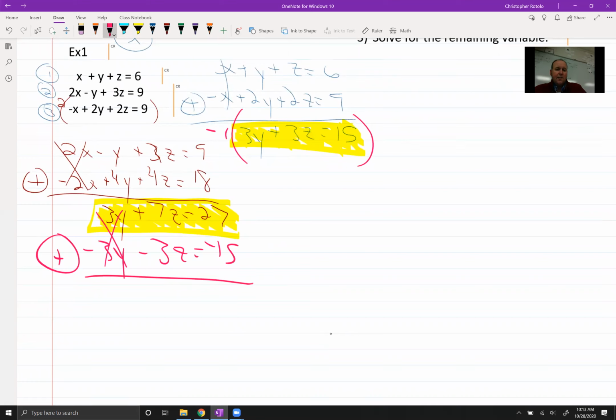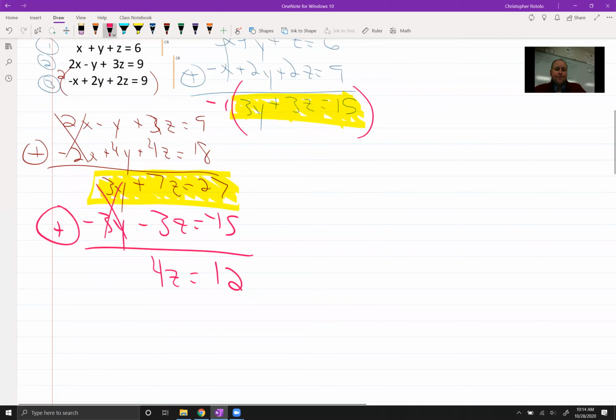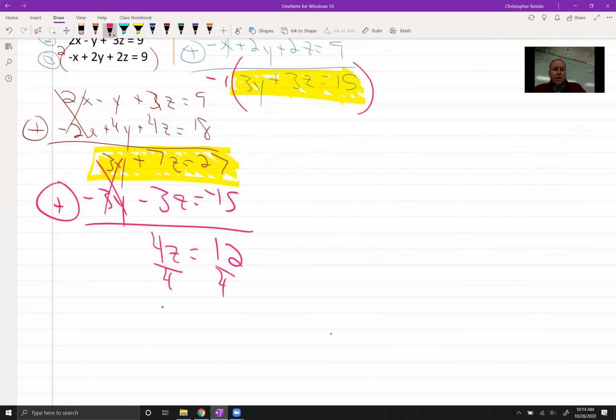When I add these together, I get 7 plus -3. Well, that's 4 with the z. And 27 plus -15, I believe that's going to give me 12, right? And divide by 4. So z turns out to be 3. We have 1/3 of the answer. All right. Now, the other reason that I highlighted everything in yellow up here, these are my two variable equations. Those are my two choices to go back to. All right. I have some room under 3z plus 3y equals 15. So that's where I'm going to go next.